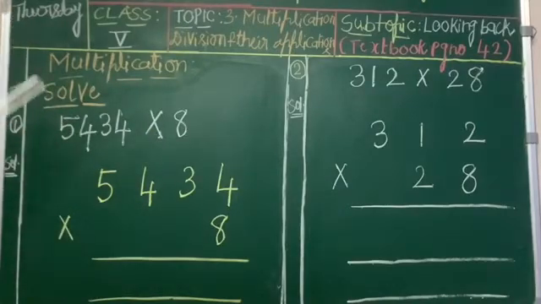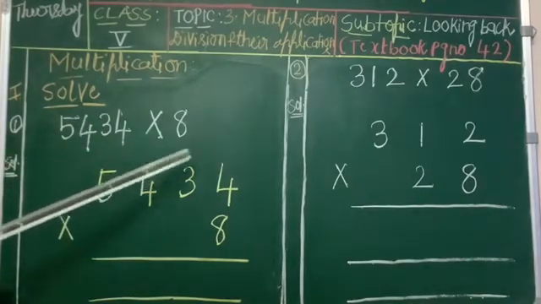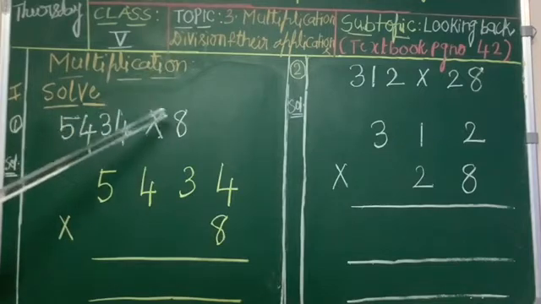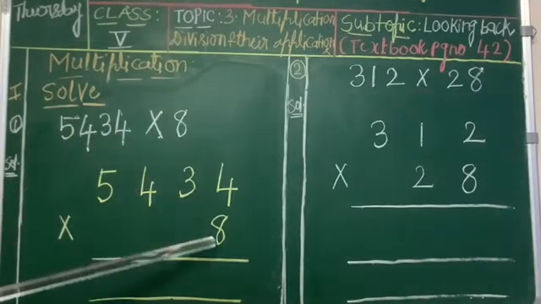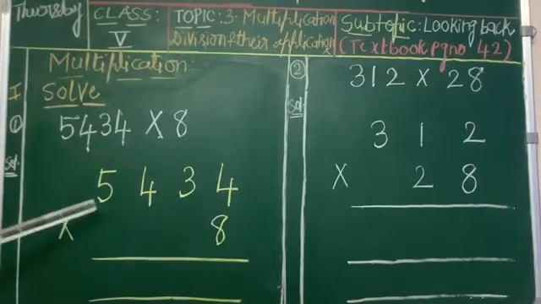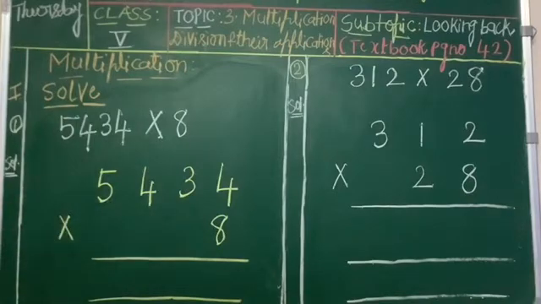Now first step, when you are multiplying, it is important to write it vertically. Vertically means here you will write 5434 and this 8. It is in ones place digit, right? So below ones place you have to write 8. Okay, it's very important. You cannot write 8 under the thousands place digit, children. It is important to write 8 under ones place digit. Okay, now we will start multiplication.